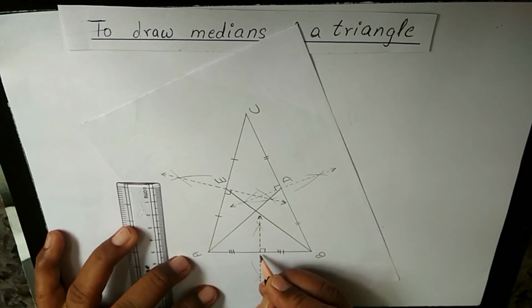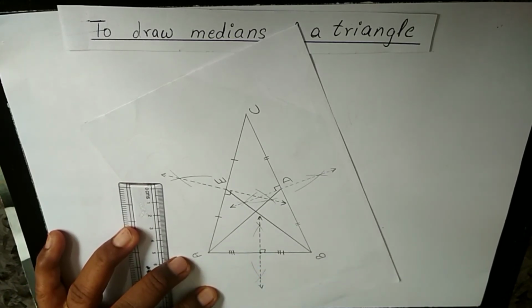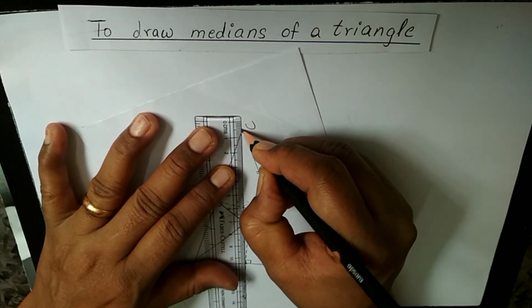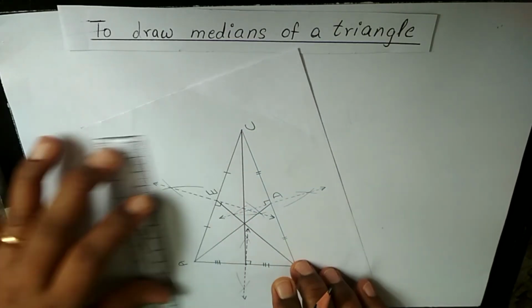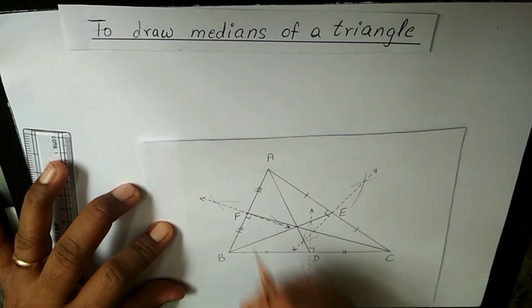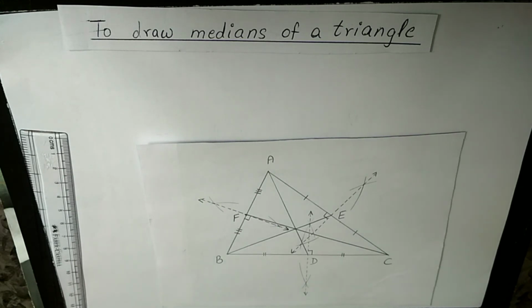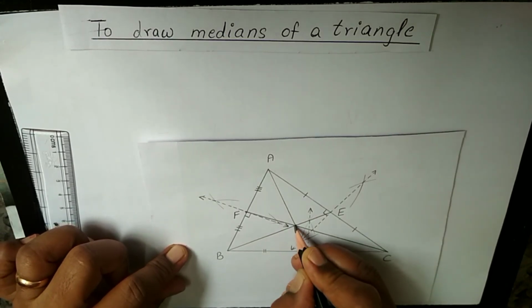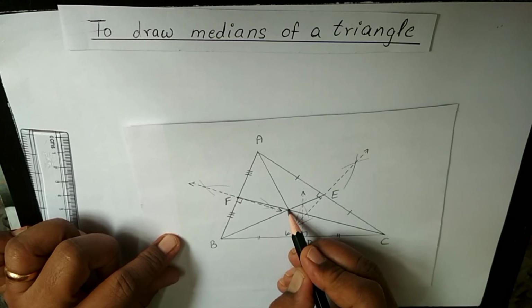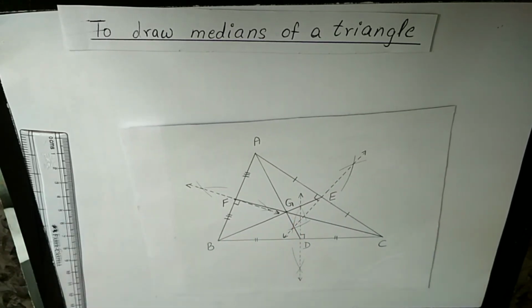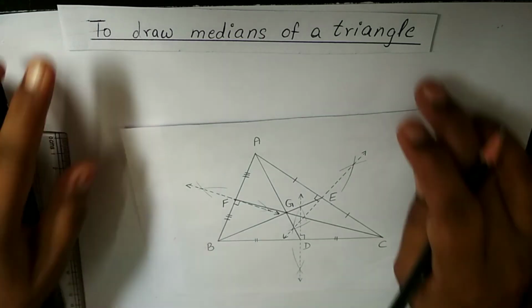Okay, this is the third midpoint, right? So just join from the vertex C onto the third midpoint. Right? Let us name this as F. So CF is the third median. And observe, all the 3 medians are meeting at a point. And the point of intersection of all 3 medians is called the centroid, and it is denoted by the letter G. This is how you draw medians of a triangle.